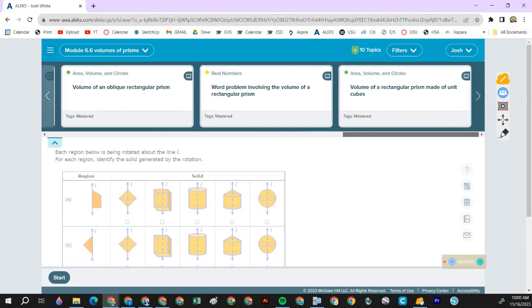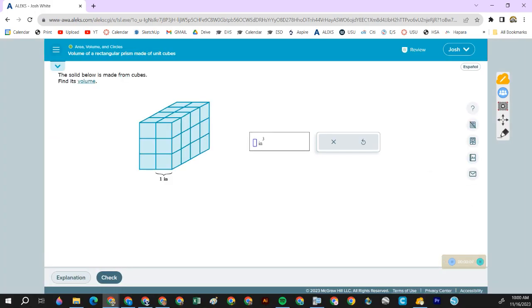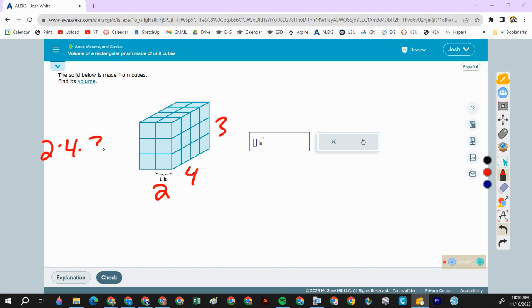This is 6.6. Okay. Here we need to find the volume, and it gives us that 1 cube is 1 inch by 1 inch by 1 inch. So this figure would be 2 by 4 by 3. So 2 times 4 times 3 is 8 times 3 is 24 inches cubed.